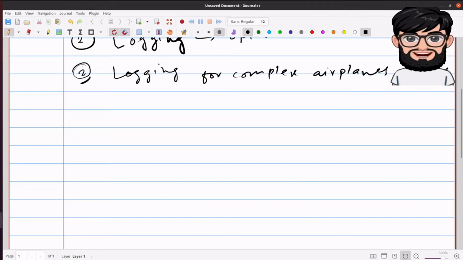But yes, you can log the time for that complex airplane in your logbook. He can also ask, and we're going to go to the fourth question here: what is the difference between being current and being proficient? This is a commonly asked question.